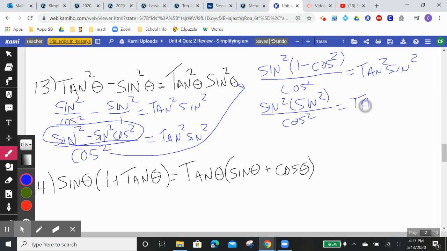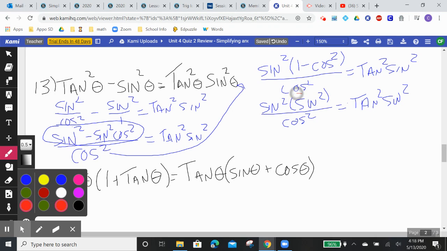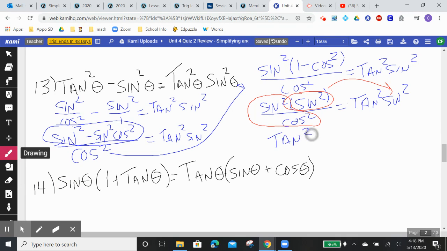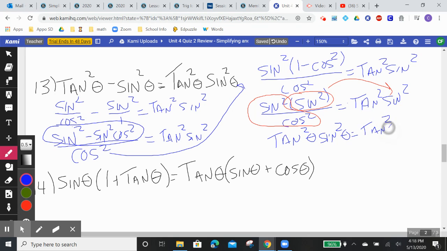Now look at my answer. I need a tan squared. I need a sine squared. Don't I already have a sine squared right here, which will match that? And then what is sine squared over cosine squared? So that'll give me tan squared, sine squared. Sorry. Tan squared theta times sine squared theta equals tan squared theta times sine squared theta.